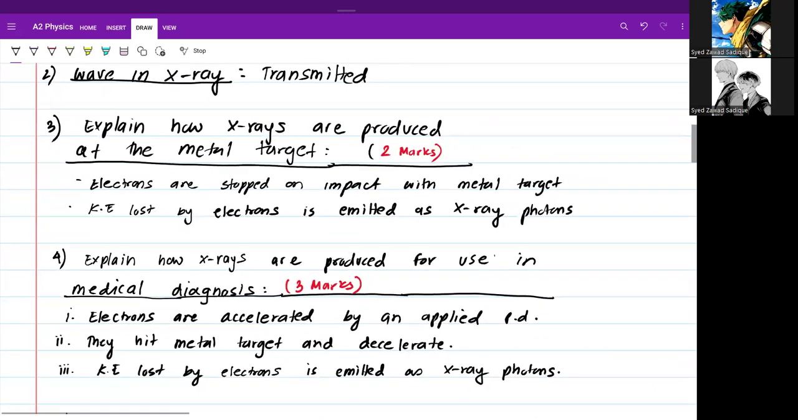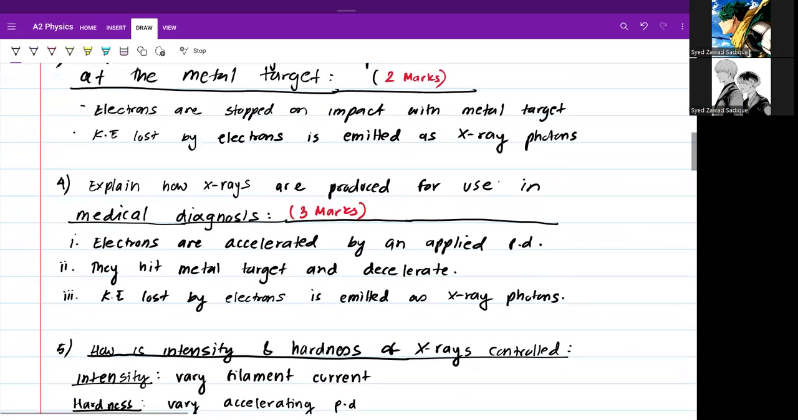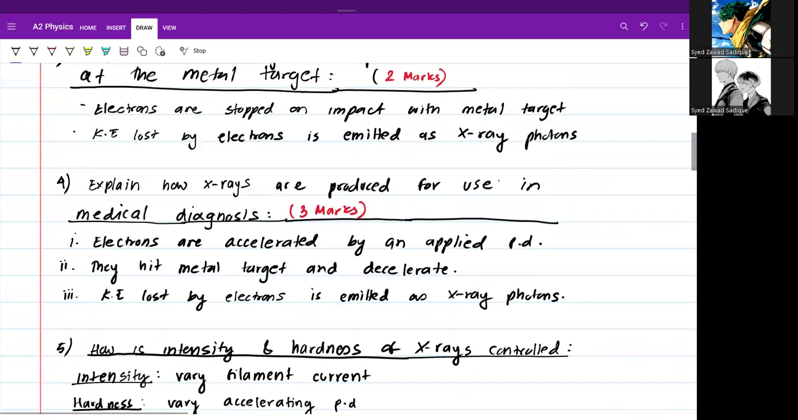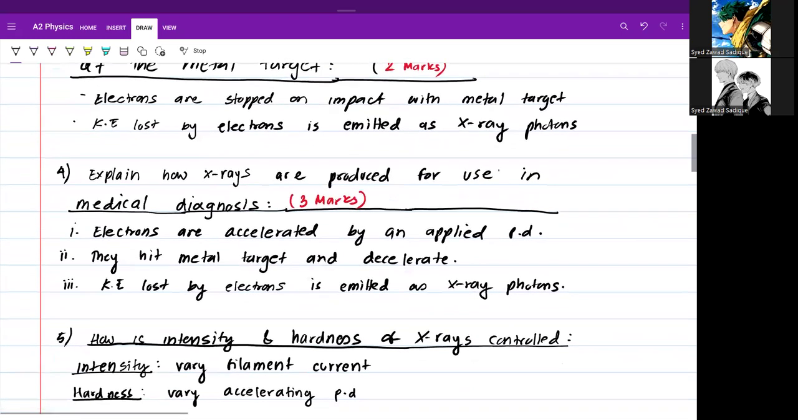Explain how X-rays are produced for use in medical diagnosis. So you have to write electrons are accelerated by an applied potential difference. They hit metal target and decelerate. Kinetic energy lost by electrons is emitted as X-ray photons.